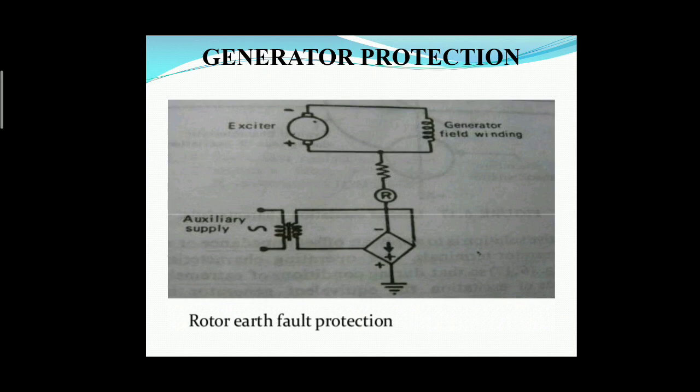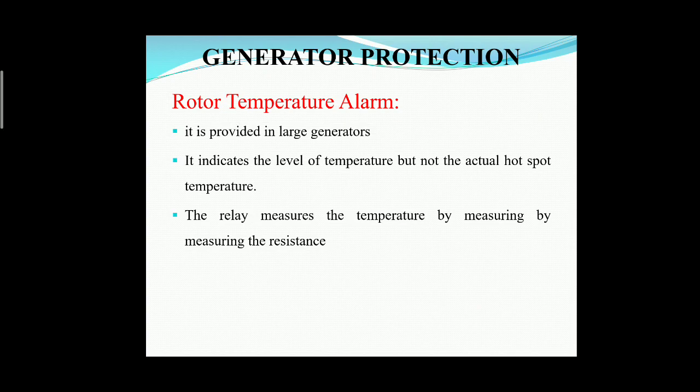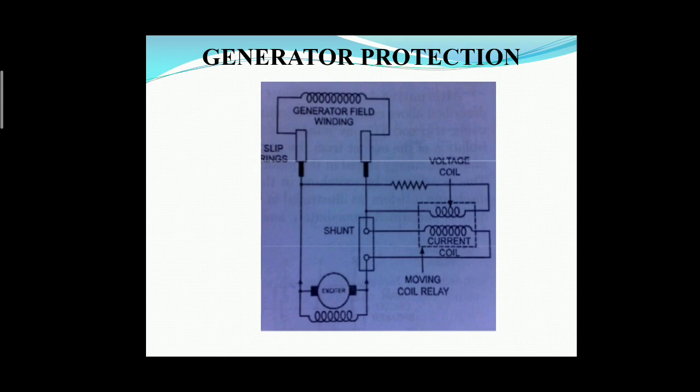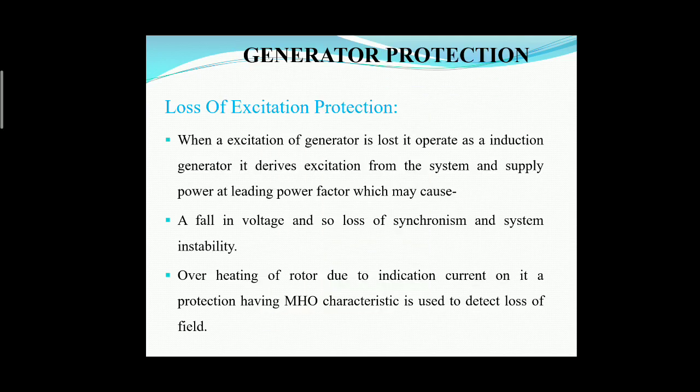In the case of rotor earth fault protection by the DC injection method, the positive sign will be earthed or grounded. Next one is the rotor temperature alarm. It gives an indication when the temperature increases. It is provided for large generators. The relay measures the temperature by measuring the resistance. This is the circuit diagram for the alarm signal indication of the generator.